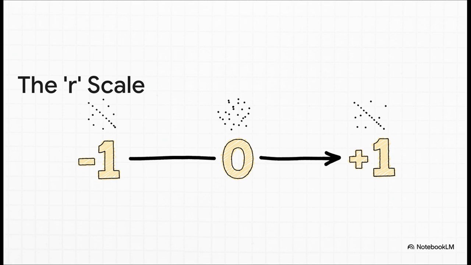A +1 is a perfect straight-line positive correlation. A -1 is a perfect negative correlation. And a 0 right in the middle means there's no linear relationship at all. Anything in between, like a 0.8 or a -0.7, shows a strong relationship. And numbers closer to 0, like 0.2, show a weak one.